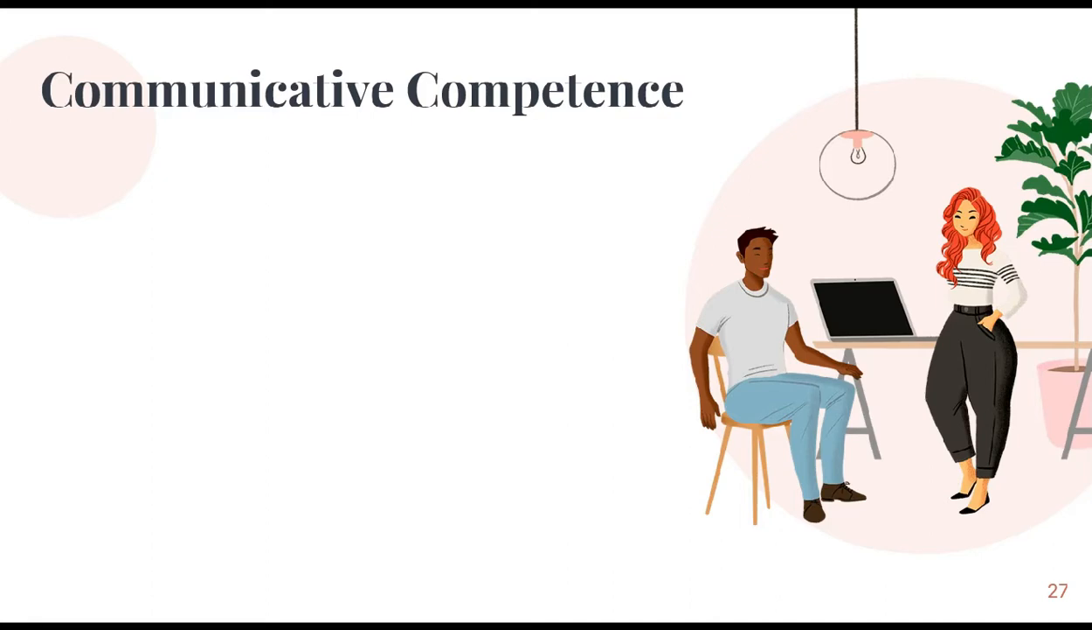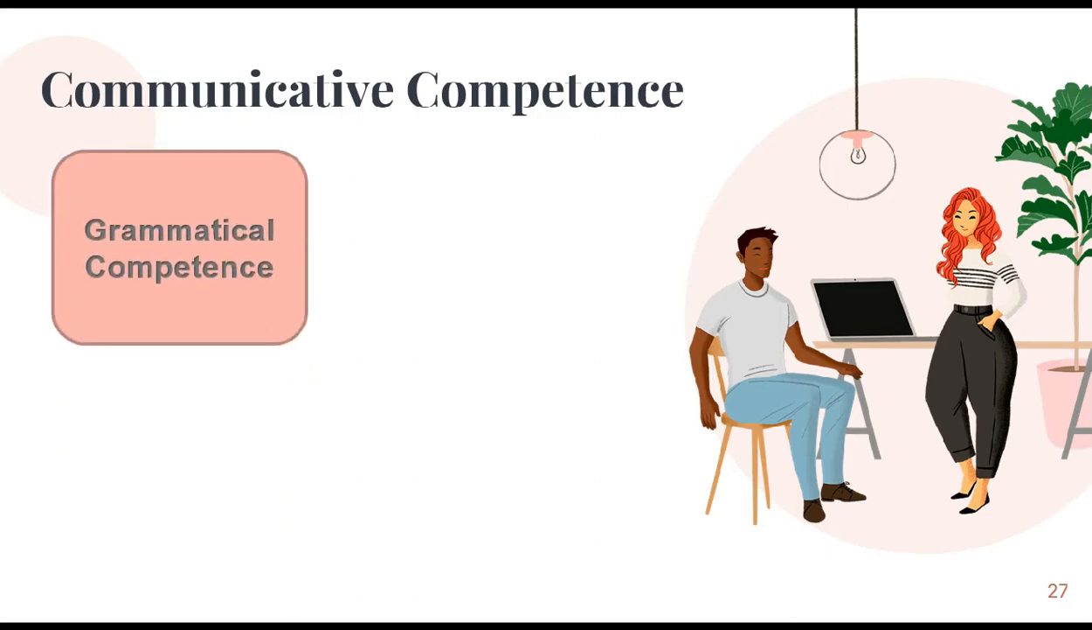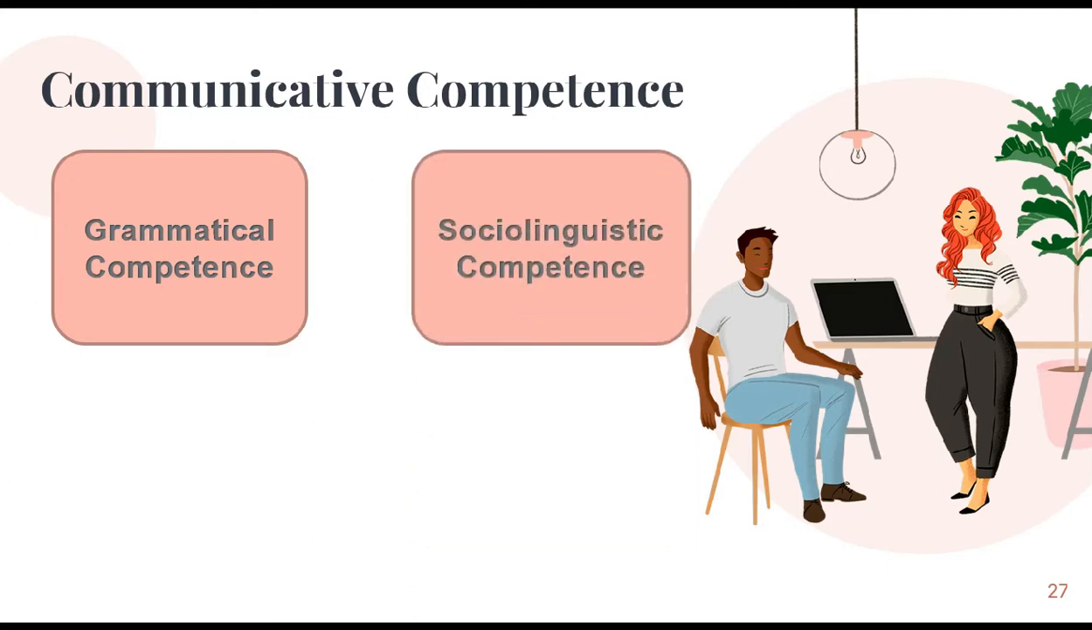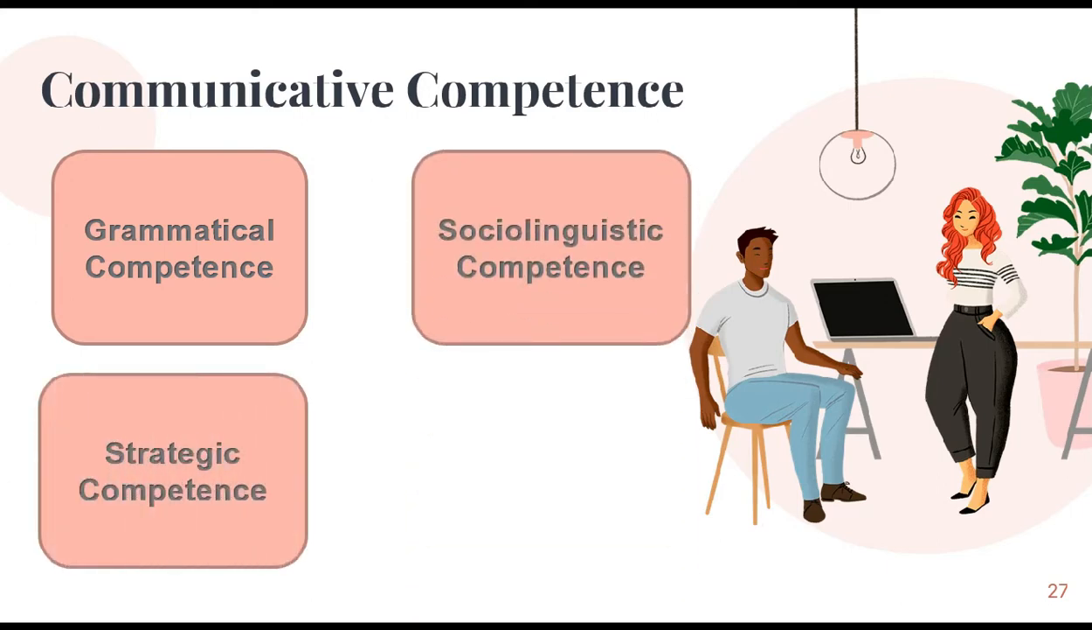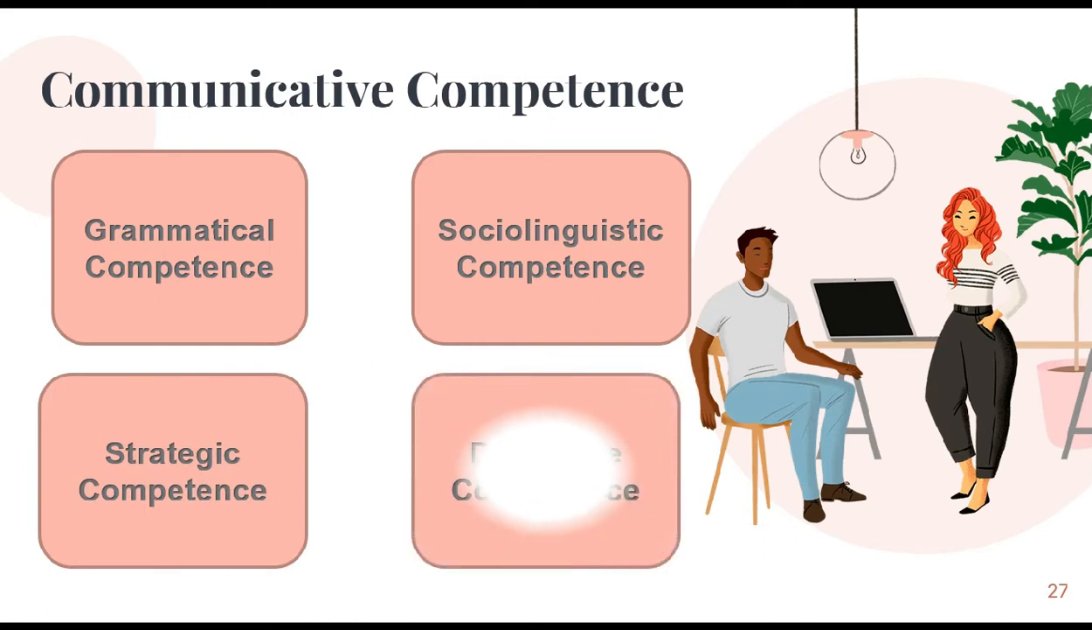So class, there are four components under communicative competence. First, we have grammatical competence. Second, we have socio-linguistic competence. Third, we have strategic competence. And lastly, we have discourse competence. These components have their own functions which define a communicatively competent speaker.